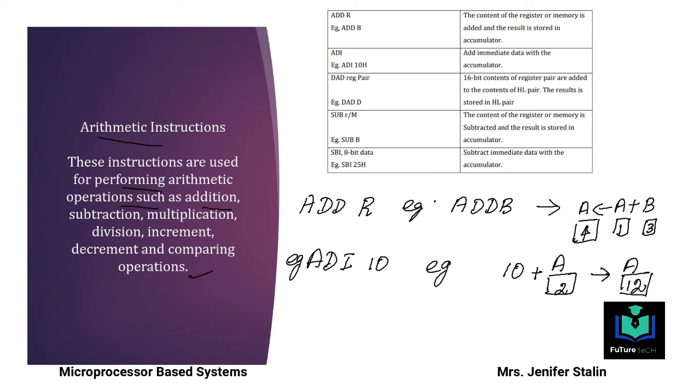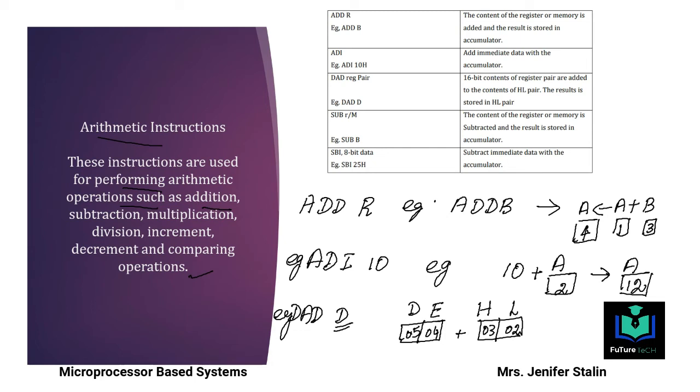Next is DAD register pair. The example is DAD D. The addition happens between two register pairs. If I have specified the register to be D, the DE pair has data, and this is added with the memory pointer HL pair. So DE, let's say the data is 05 and 04, and HL, let's say the data is 03 and 02. The addition operation happens between these two register pairs.